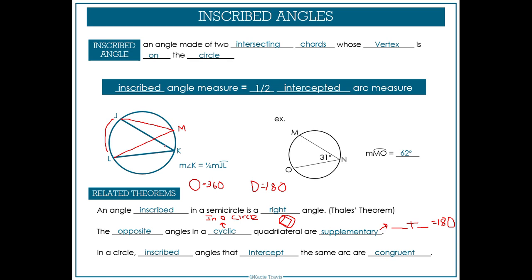That means that just like how this was half of JL, this angle over here by M is also half of JL. That will pop up periodically. So if you do see these things, just remember these different theorems. They're good little shortcuts for special cases. All right, let's get into a couple of examples with our we do it.